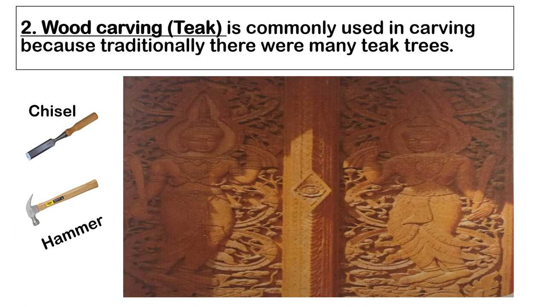Number two, wood carving. Wood carving uses thick wood. It's commonly used in carving because traditionally there were many thick trees. Thick wood is strong and lasts a long time. Other woods came from amaca or mukman trees. Most materials and tools that folk artists use are simple, such as a large and small chisel or a wooden hammer. These skillful and creative artists have been producing valuable visual artwork until the present day. The picture that you can see on your screen is a wood carving door of Tiwarat Kunkorn, Wurawihar.